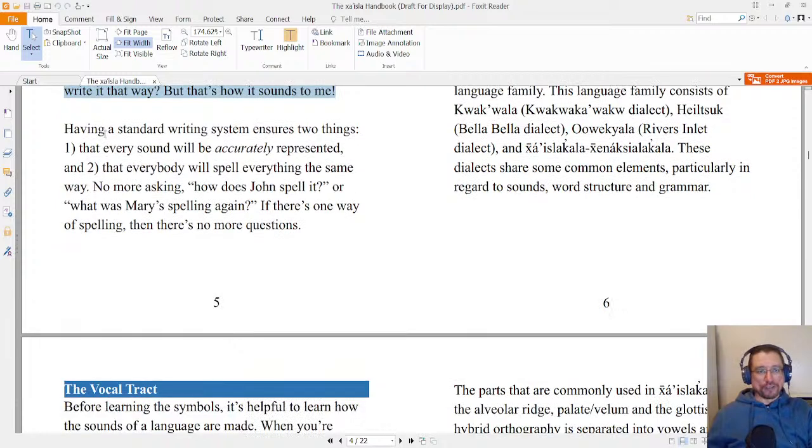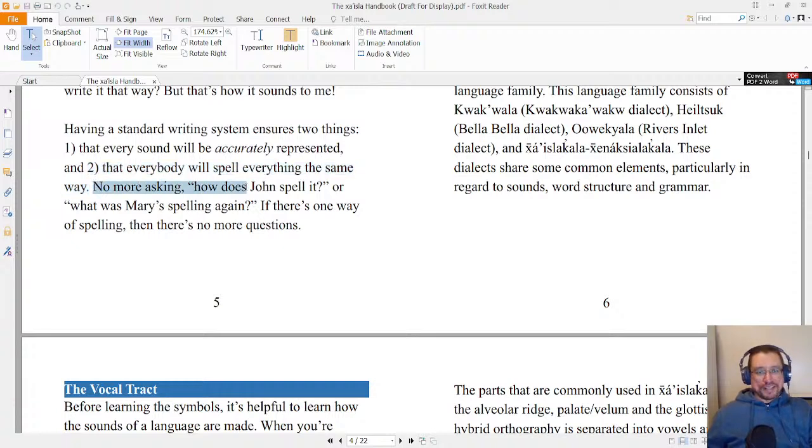You'll hear them accurately. So having a standard writing system ensures two things. One, that every sound will be accurately represented. And two, that everybody will spell everything the same way. So this goes back to consistency. If I spell it one way, somebody else spells it another way, another person spells it a completely different way, then where's the consistency? There is none at that point.